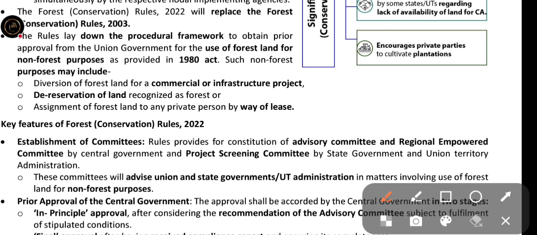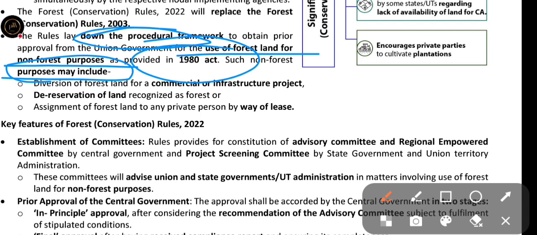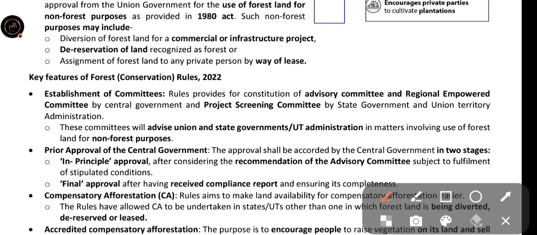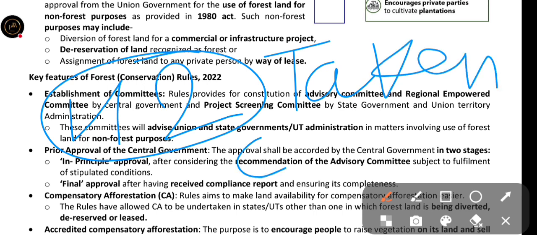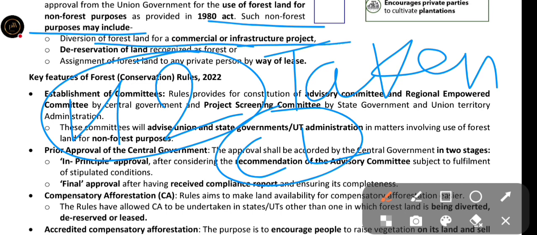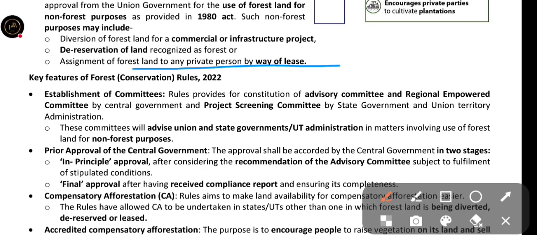Okay, so you should remember the approval of these rules or procedural framework stated by the Union government for the use of forest land for non-forest purposes as provided in the 1980 Act. Such non-forest purposes may include, and later under the 42nd Constitutional Amendment Act, forests were taken under the concurrent list. You should remember that such non-forest purposes may include diversion of forest land for a commercial or infrastructure project, reservation of land recognized as forest, or assignment of forest land to any private person by way of lease.